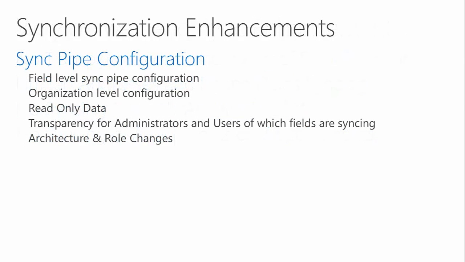So some of the synchronization enhancements that we've done include changes to the synchronization pipeline. And we gave you the ability now to configure this at the field level. This really allows the administrators to go in and change the settings so that you can configure it from Exchange to CRM or CRM to Exchange, and also to disable it for each field if they choose. This is an organizational level setting, so it's something that you need to decide as an organization how you're going to configure this. You cannot do this at the user level today.